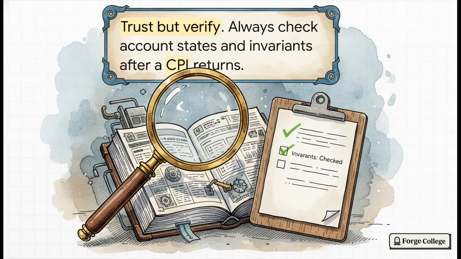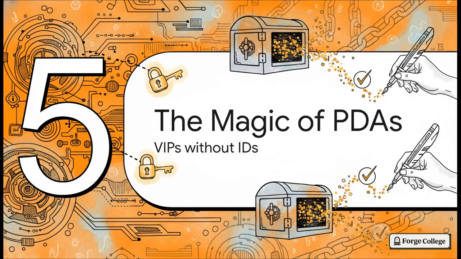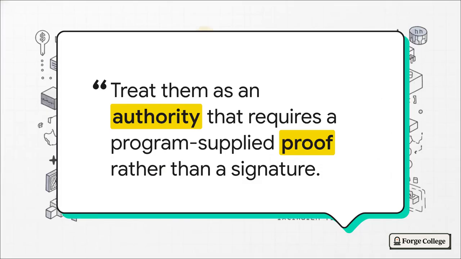that call returns. Which brings us to Section 5, the magic of PDAs, or as they're colloquially known, VIPs without IDs. Now, you might be wondering, what if a program needs to act as an authority and sign for something, like transferring lamports out of a permit vault, but programs by definition don't even have private keys? Well, that's exactly what a program-derived address, or PDA, is for.